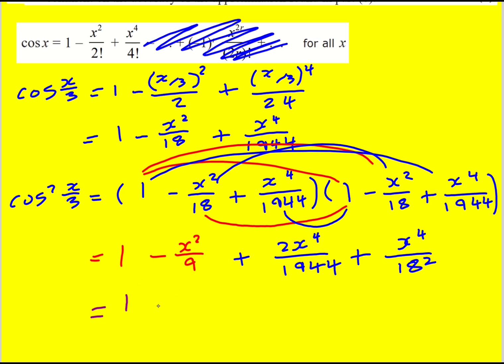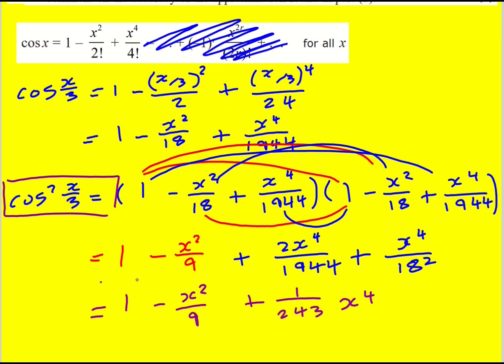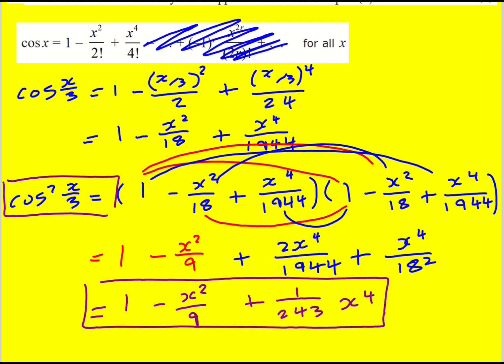So then just put it together, 1 minus x squared over 9, and then put this bit in your calculator, you actually get plus 1 over 243 x to the 4. And that is our Maclaurin series. Really nice way of getting it for things like cos squared.